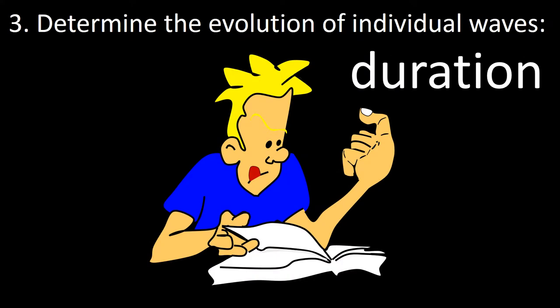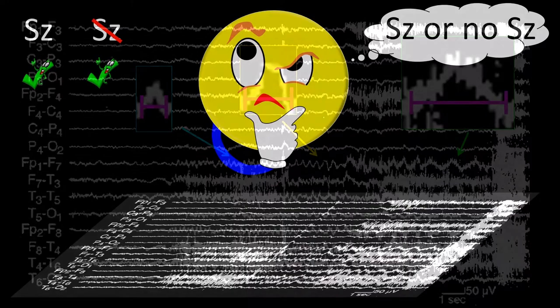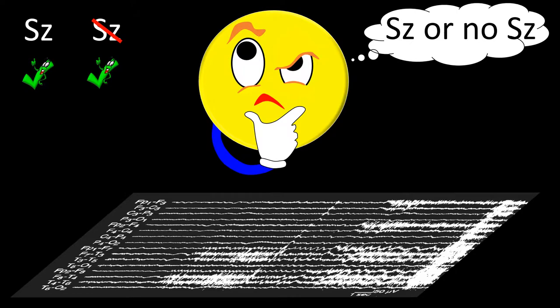The third step is to determine the evolution of the duration of the individual wave within the rhythmic activity. The individual wave in an ictal epileptiform rhythm usually increases gradually as time goes by. And as you can see in this frame, this is what happens in this activity. Thus, it is consistent with an epileptic seizure. So we put another check for the seizure column.